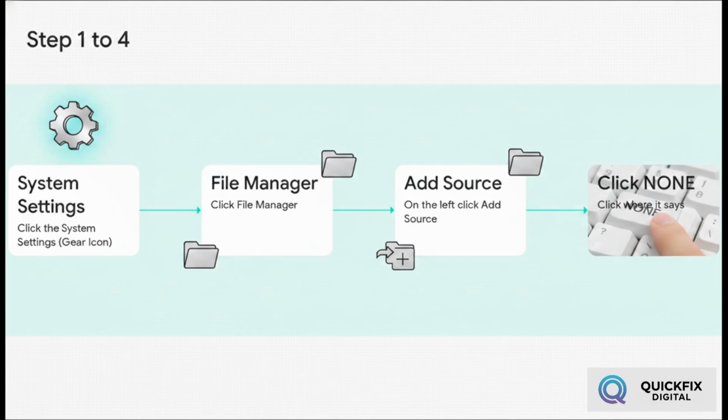Step 1, look up to the top left and click the system settings icon. It looks like a little gear. Step 2, once you're inside, click on File Manager. Step 3, look over to the left side of your screen and click Add Source. And finally, Step 4, a dialog box is going to pop up, and you need to click exactly where it says the word None. That's going to open up the keyboard for our next move.